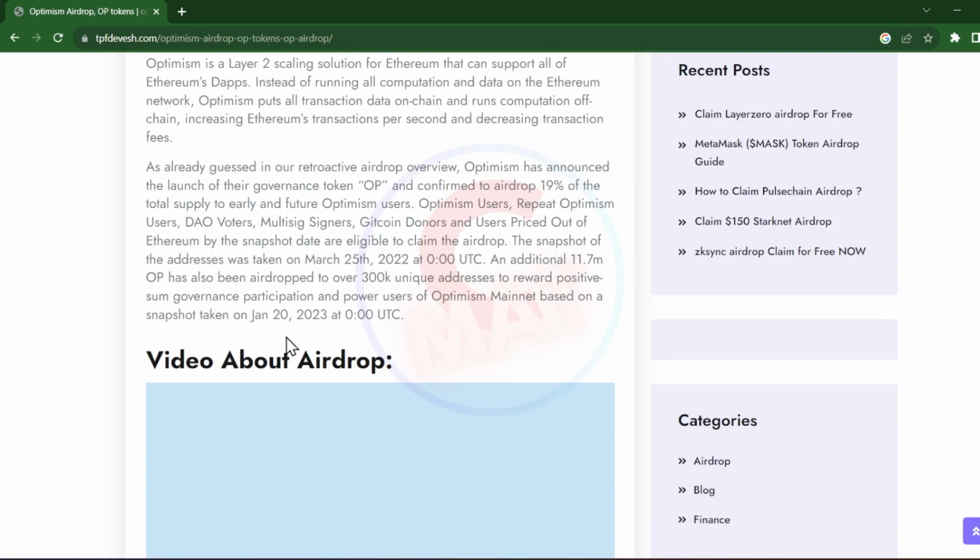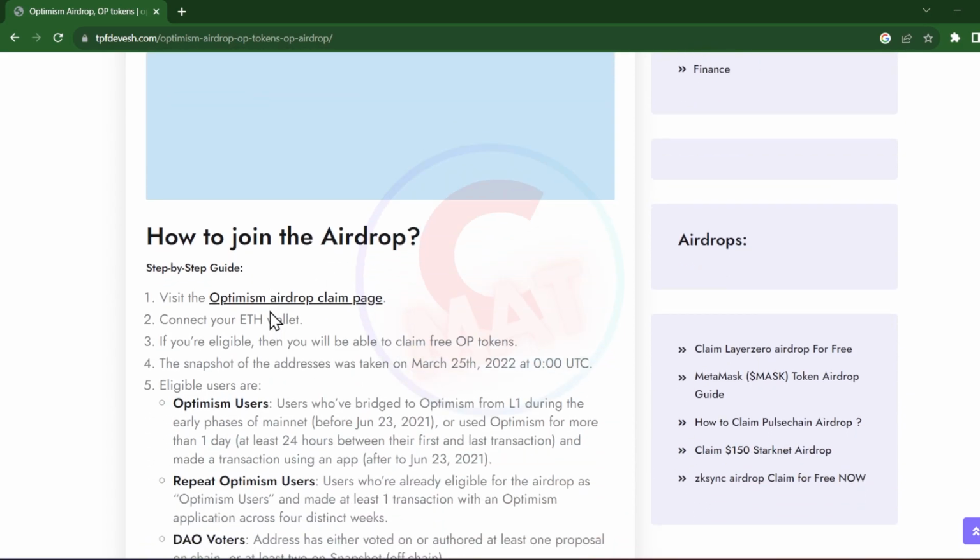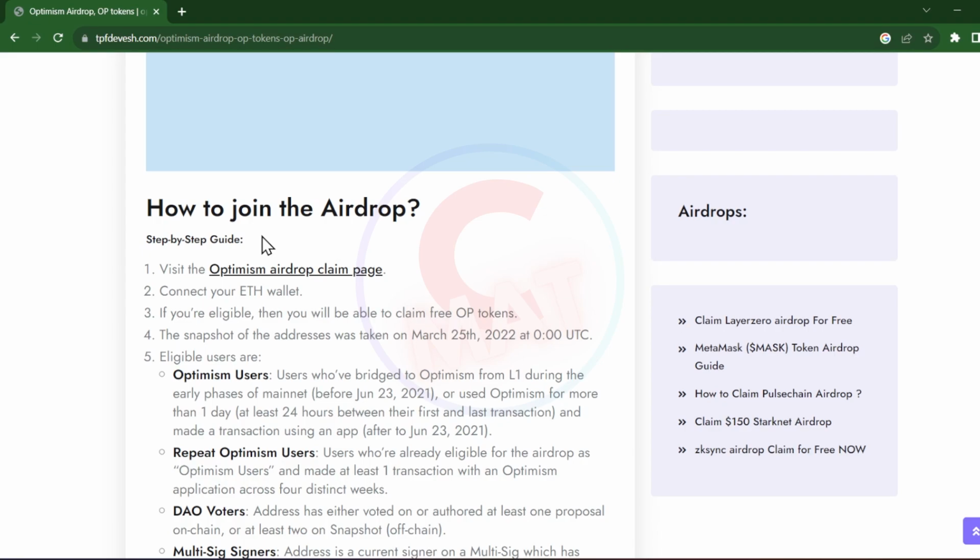Now let's go on to how you can claim the Optimism airdrop OP tokens for free. Here's the step-by-step guide. How can you join the airdrop? Visit the Optimism Airdrop Claim page. The link is given in the description, so you will also get the direct link to the Optimism Airdrop Claim page.